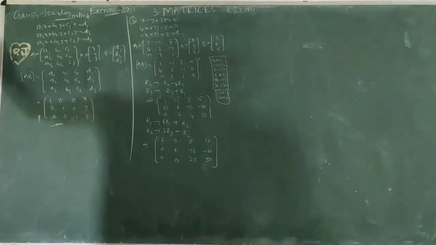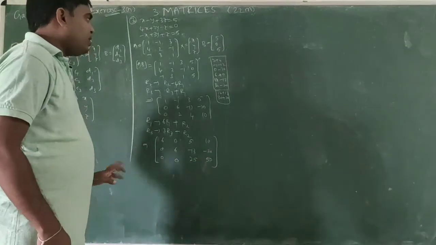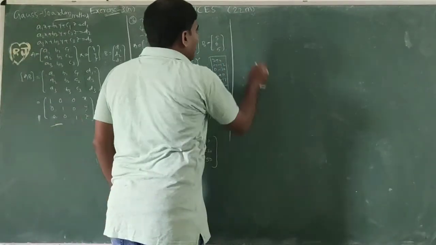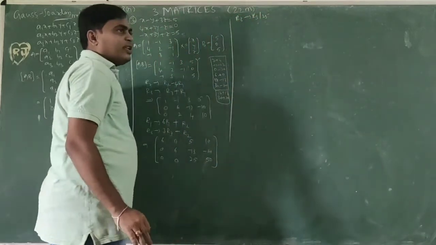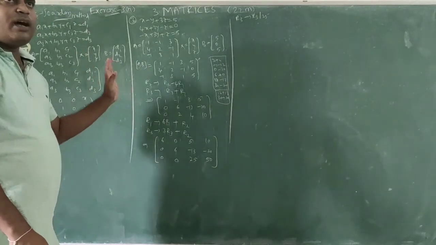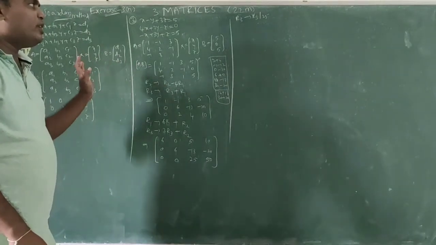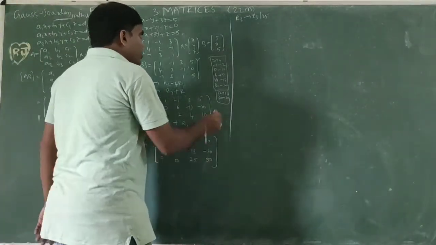Okay, if we observe the third row, 0 0 25 50, in each and every element 25 is common. So what I am doing, R3 changes to R3 by 25. These are equations, so it is not a determinant to take common. So the elementary operation is simply R3 changing to R3 by 25. If we divide with 25 it is enough. Okay, only the third row is changing.